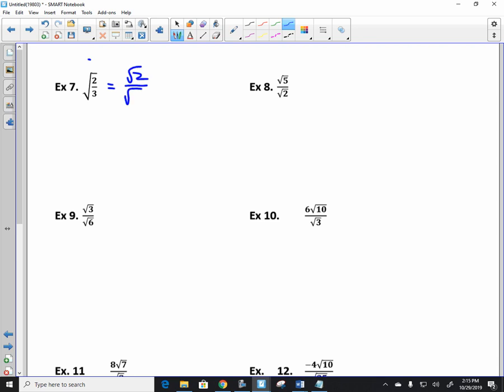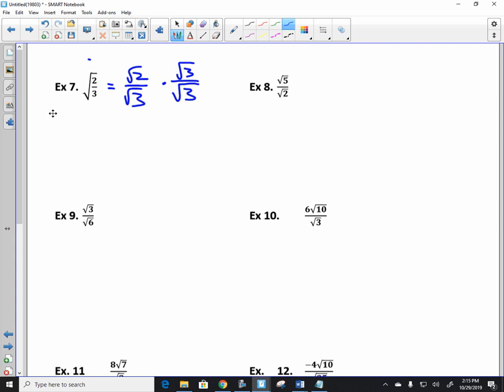Now, that's a problem because you can't have a square root in the denominator. So what do I do? I multiply by the root of 3 over the root of 3. What is the value of the root of 3 over the root of 3? It's 1. You can multiply something by 1 and not change its value.